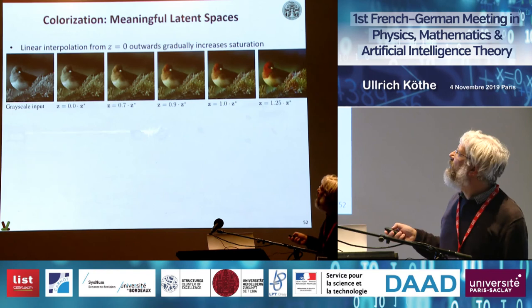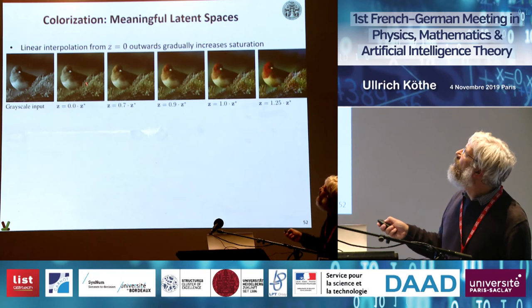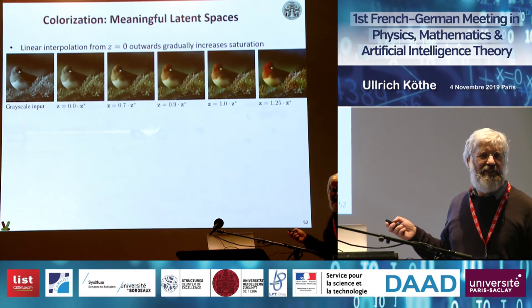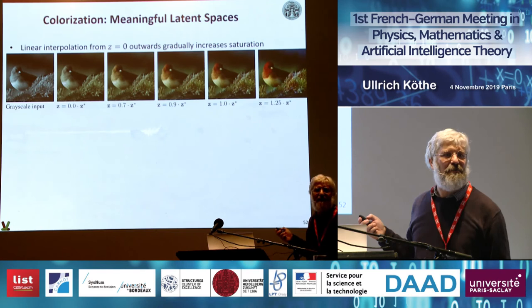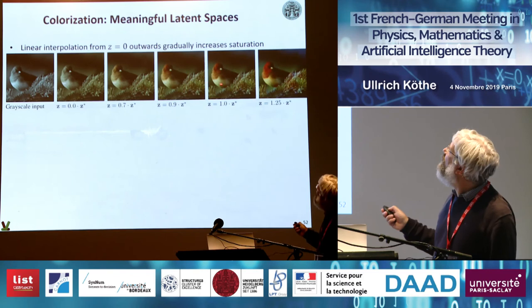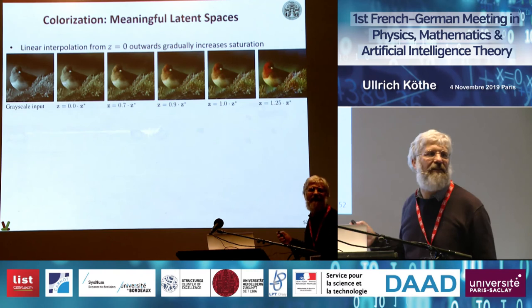But interestingly, you don't get the grayscale image. At z equal to zero, you get some kind of default colorization. Because vegetation tends to be greenish and birds tend to be brownish, a little bit of this default color is still present in the center of the Z space. And in the other direction, if we enhance Z, then we get oversaturation. But the interesting thing is that the colors are consistent. They are just getting stronger from left to right. It's not some chaotic change of colors.